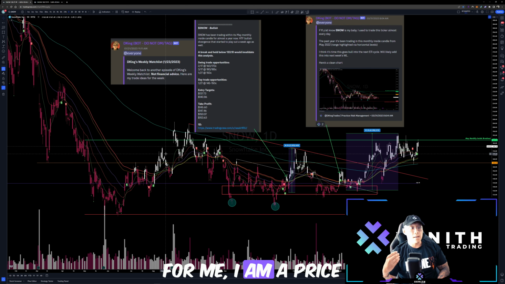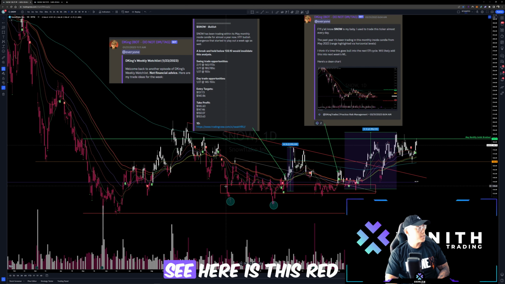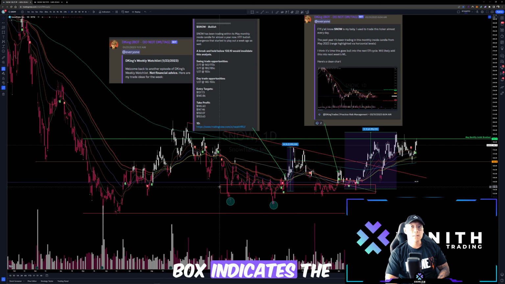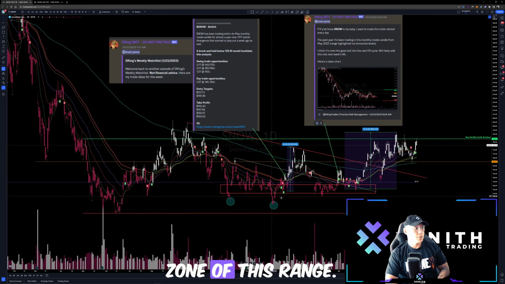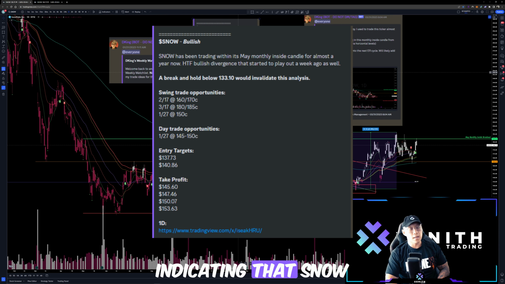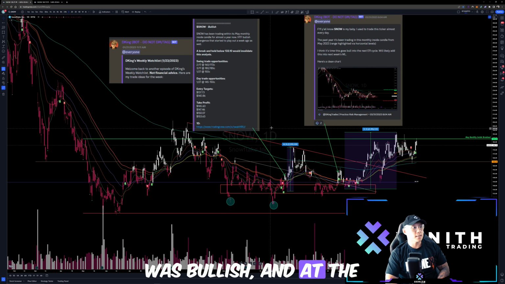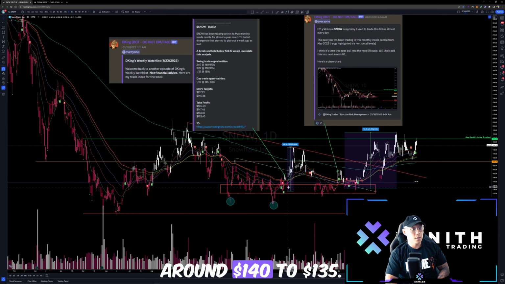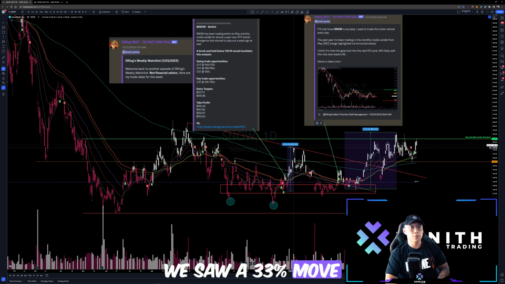For me, I am a price action trader. Once I zoom into the chart, what you'll see here is this red box indicates the support and demand zone of this range. On January 23rd, I provided a watch list indicating that SNOW was bullish. And at the time, we were trading around 140 to 135 during that week. Once it found the bottom intra-week, we saw a 33% move within a couple of weeks into 180.